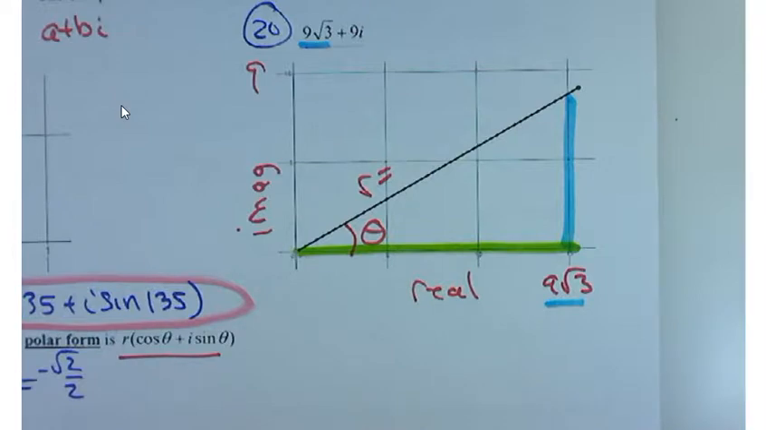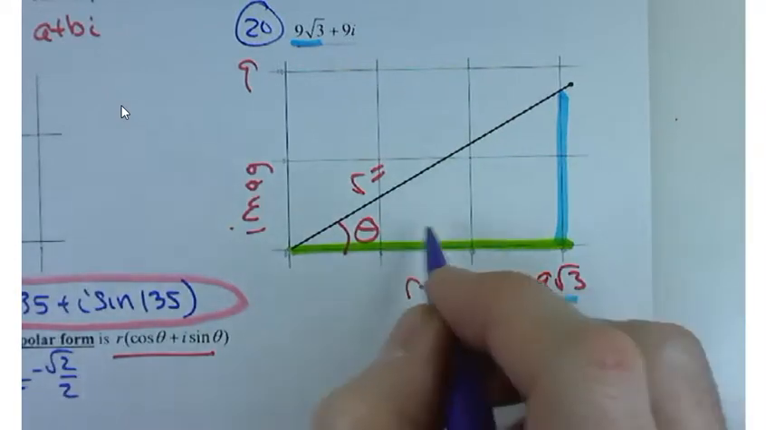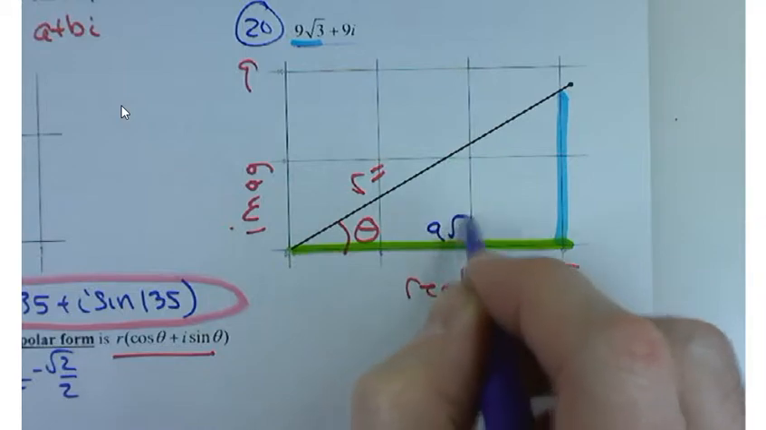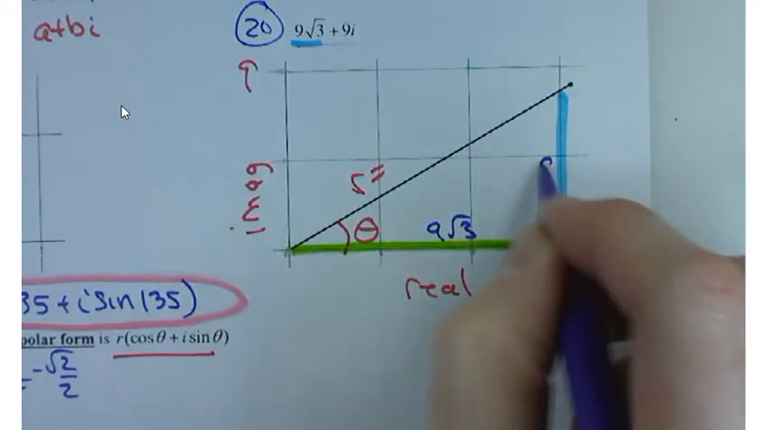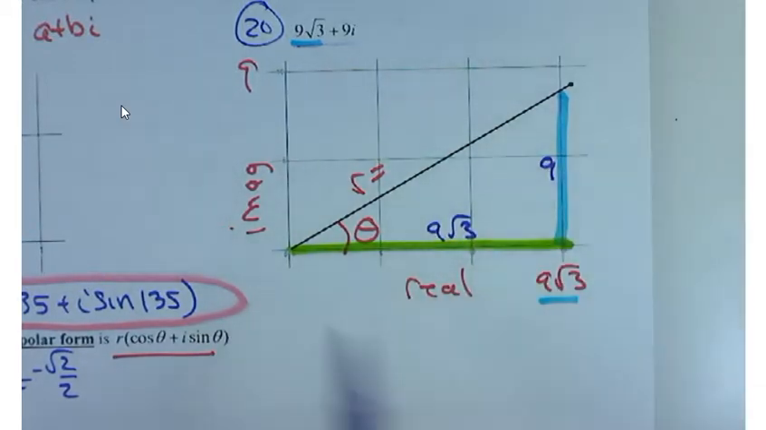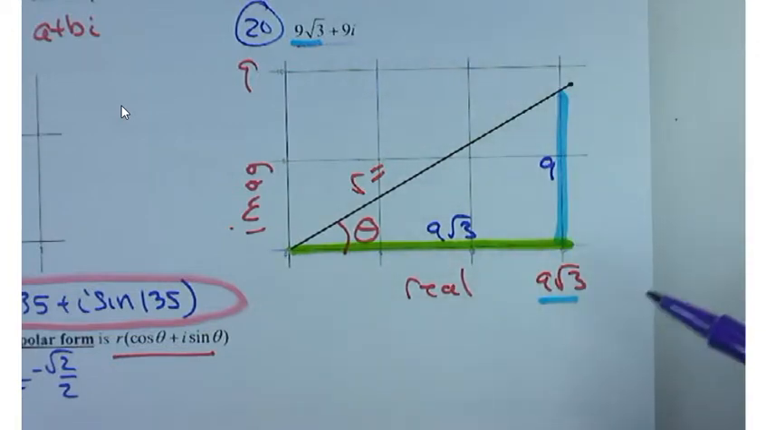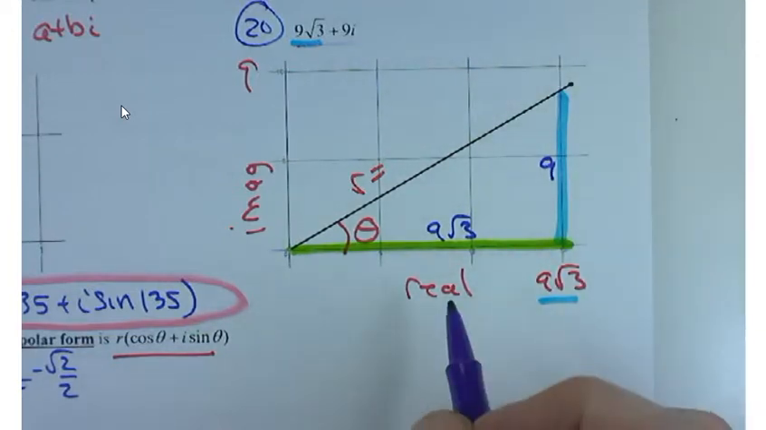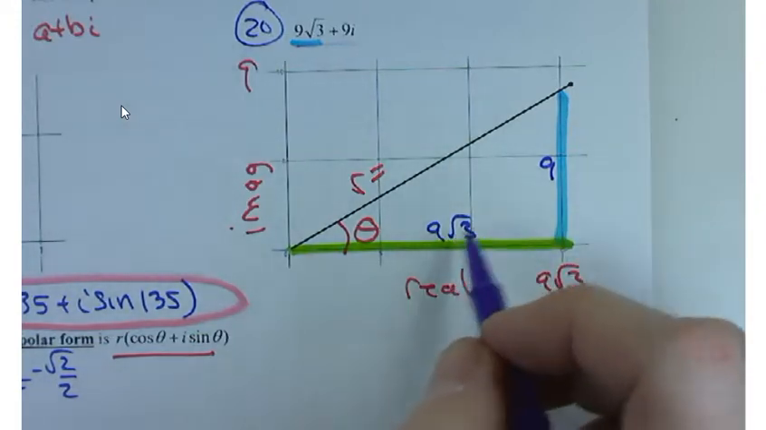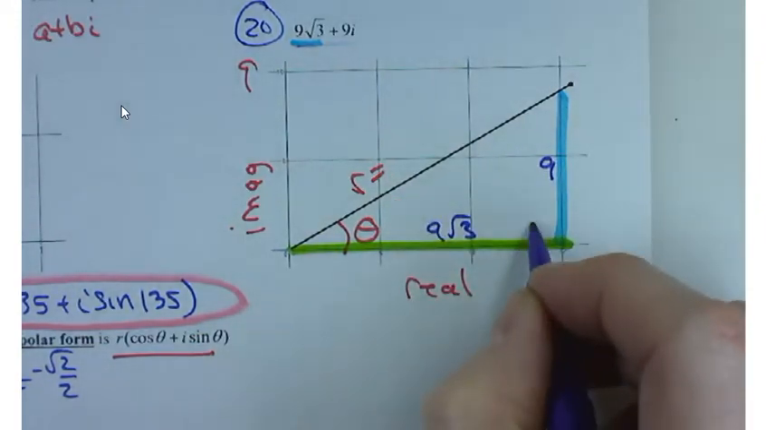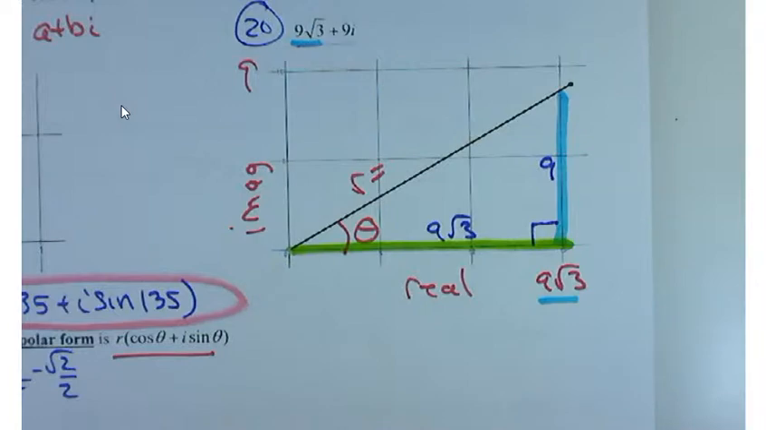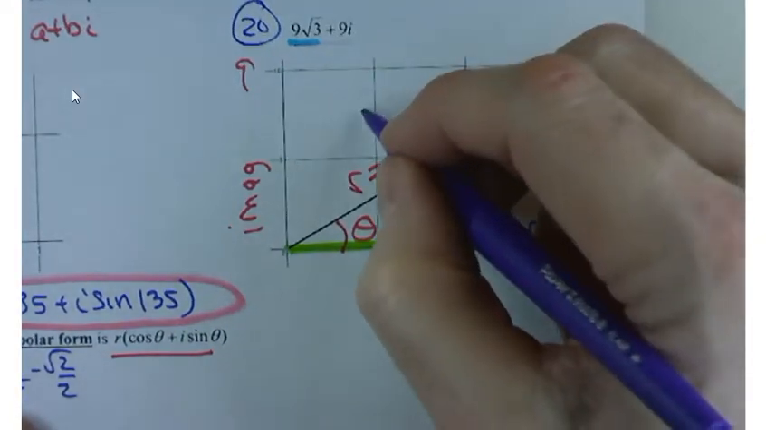Keep in mind what we have is the length of these sides. This is 9 times the square root of 3, and this is a height of 9. There's your real part. There's your imaginary height. So, okay. Looking good there. If you're trying to find the radius, yeah, absolutely. Use the Pythagorean Theorem, right?